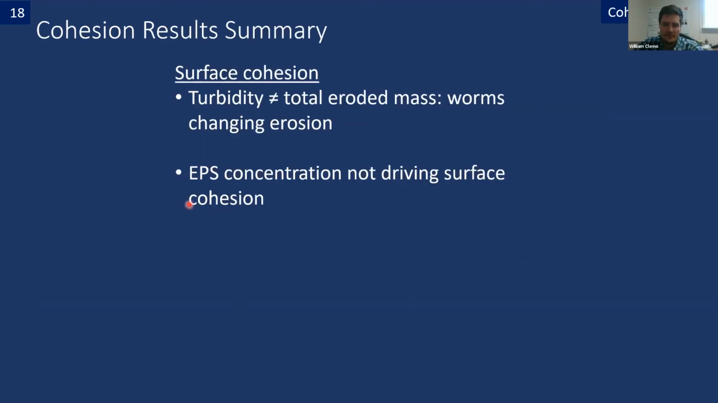So overall, turbidity and eroded mass did not behave the same due to worm activity, changing the erosion from these small loose particles to large compact pellets, and the surface EPS concentration did not really reflect this changing erosion. But let's move on to subsurface cohesion.